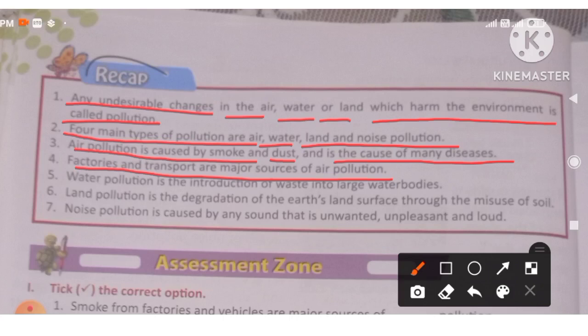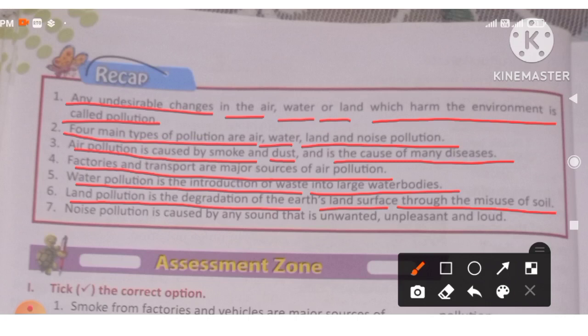Next point, water pollution is the introduction of waste into large water bodies. Next, land pollution is the degradation of the earth's land surface through the misuse of soil. And the last point, noise pollution is caused by any sound that is unwanted, unpleasant and loud. So this is the recap. First, what is pollution? Second, types of pollution. Third, air pollution is caused by smoke and dust. Factory and transport are major sources of air pollution.